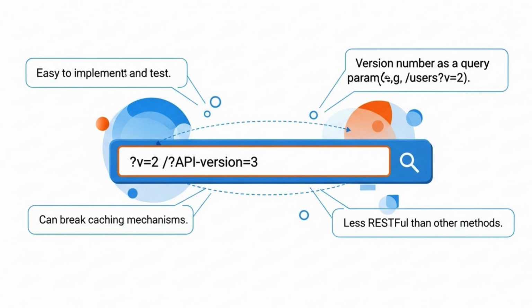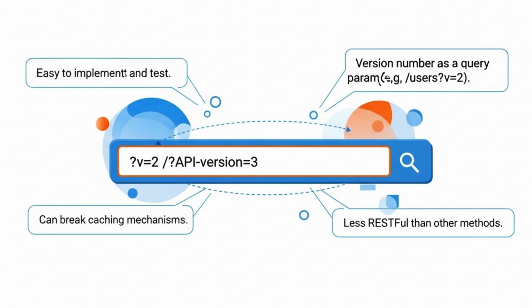Here, the version number is appended to the URL as a query parameter. For example, /users?v=2 or /products?api-version=3. This approach is quite easy to implement and test as you're just adding a simple parameter to your existing URLs. It also allows for quick switching between versions during development or debugging.